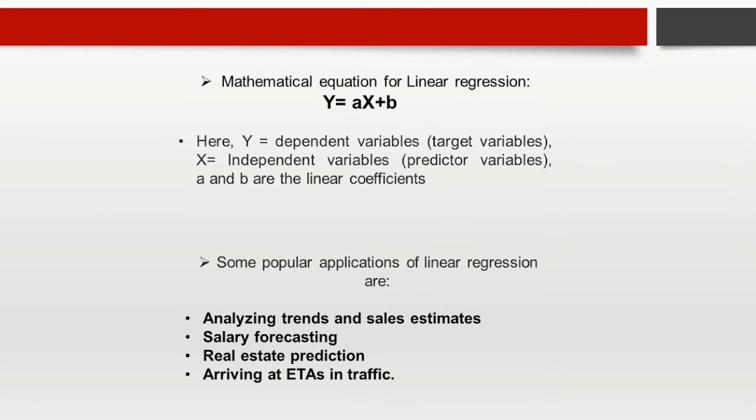The mathematical equation for linear regression is y = ax + b. Here y is the dependent variable, which can be called the target variable, x is the independent variable or predictor variable, and a and b are the linear coefficients. Some popular applications of linear regression are analyzing trends in sales estimates, salary forecasting, real estate prediction, etc.